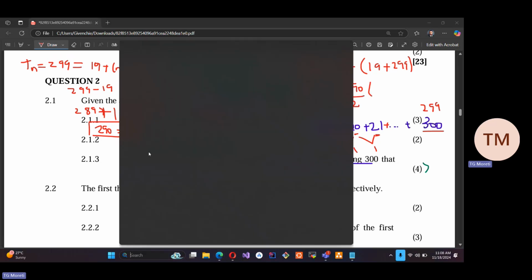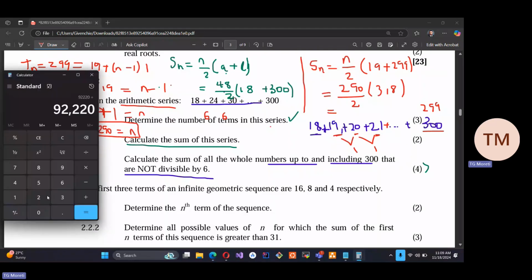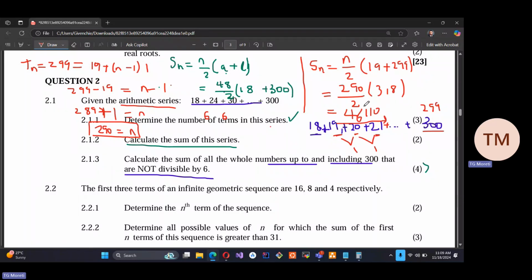All divided by 2, 299 plus 19 is 318, and we can have 290 divided by 2, 145, multiplied by 318, which will give us 46,110, which is the sum of all numbers not divisible by 6 that start from 19 up to 299. Remember, 300 is divisible by 6 and 18 is divisible by 6, so we won't start at 18. So if I did the math correctly, I should get 46,110.